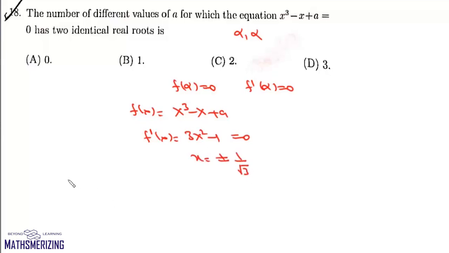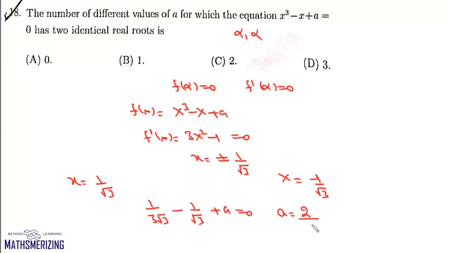Now this double root could be either x equals 1 by root 3 or x equals minus 1 by root 3. Now if we put x as 1 by root 3, we'll get 1 upon 3 root 3 minus 1 by root 3 plus a equal to 0. So here the value of a will be 2 upon 3 root 3, and if we put x as minus 1 by root 3, we'll get a as minus 2 upon 3 root 3. So there'll be two such values possible. So the number of different values of a is simply 2, and that's your option C.